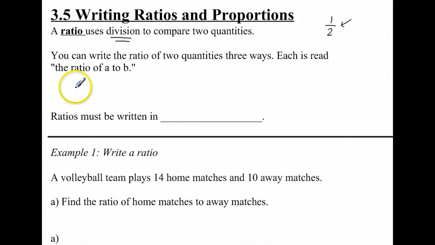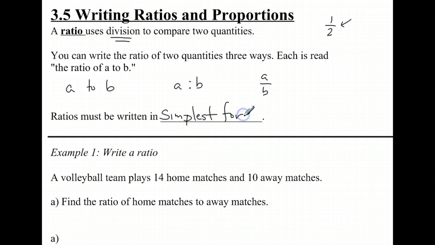So you would read the ratio of A to B, and you could write it this way, A to B. You could also write that as A to B, or finally A to B. They would all be read the same way out loud, although they would be written differently. All ratios should be written in simplest form. So if you have a fraction, you should reduce that fraction.